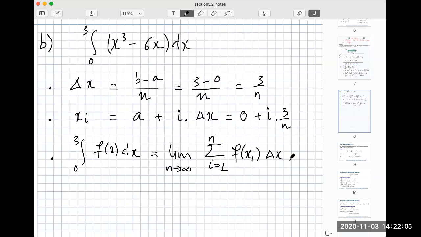Go home, play with this. You're given the xi's and the function f, and you can write down the limit explicitly here. And tomorrow we will continue.